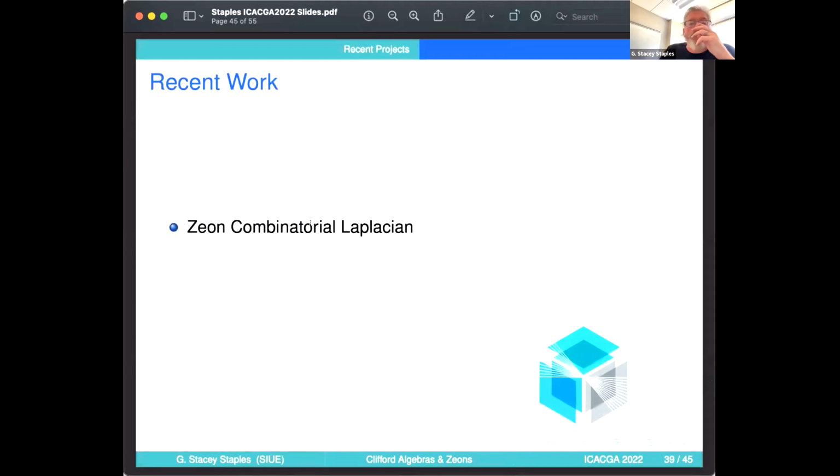I recently did some work with the Zeon combinatorial Laplacian. For the classical Laplacian of a graph, you have a degree matrix. It's just a diagonal matrix. Along the diagonal, you have the degrees of the vertices, which are how many neighbors each one has.